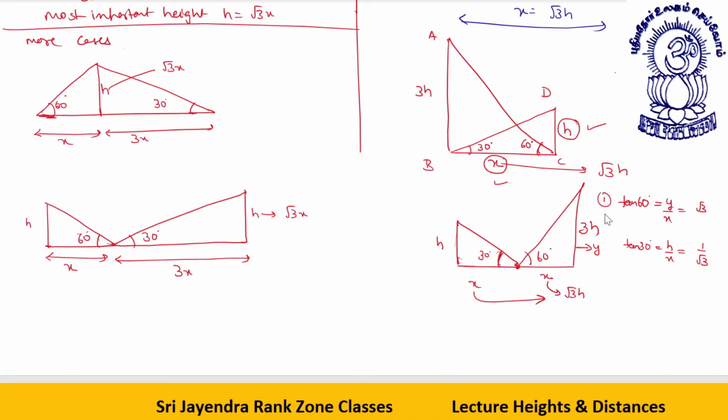Suppose this is your equation 1. This is your equation 2. Okay, dear friends. If I divide 1 by 2, what will happen? Y by x upon h by x is equal to root 3 upon 1 by root 3. X and x cancel. Y by h is equal to root 3 into root 3, or y is equal to 3h. This y is equal to 3h, proved. Then this is simple, like this is h at 30 degree, it becomes root 3h. This is simple basic. I am sure this basic is clear to you all.